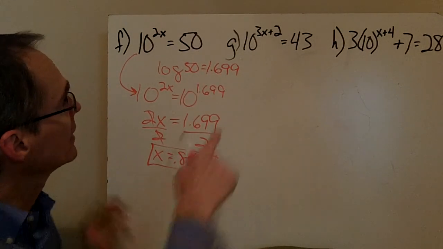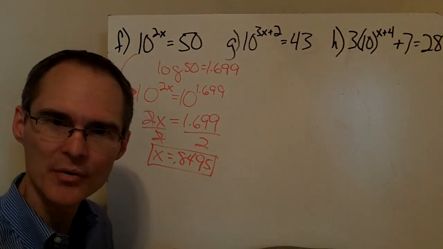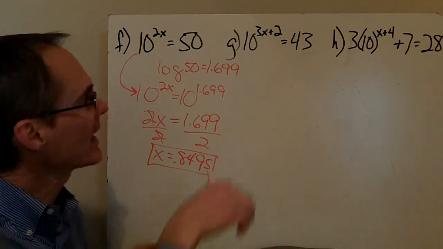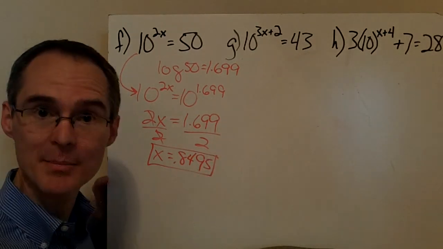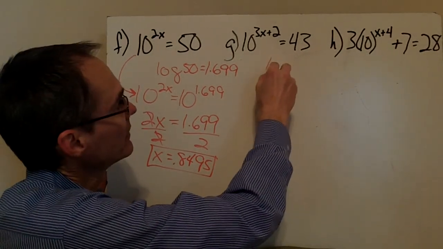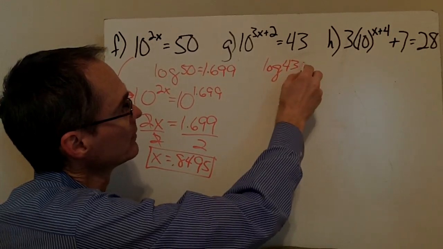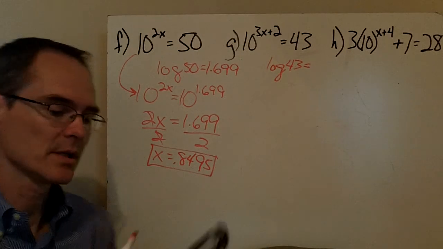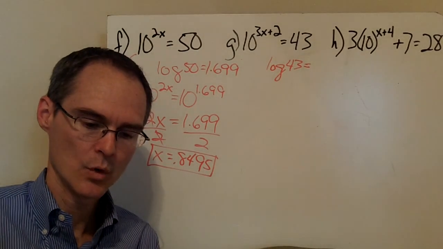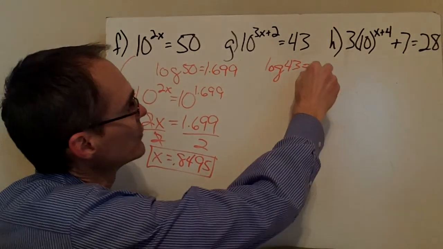Let's try problem G. Again, I've got 10 raised to a power equals a number that's not easy to see what that number is as a power of 10. But again, I know how to write this number as a power of 10. I do that using the log button on my calculator. That is, if I can find the log of 43. So let's see. Log of 43 is 1.6335.